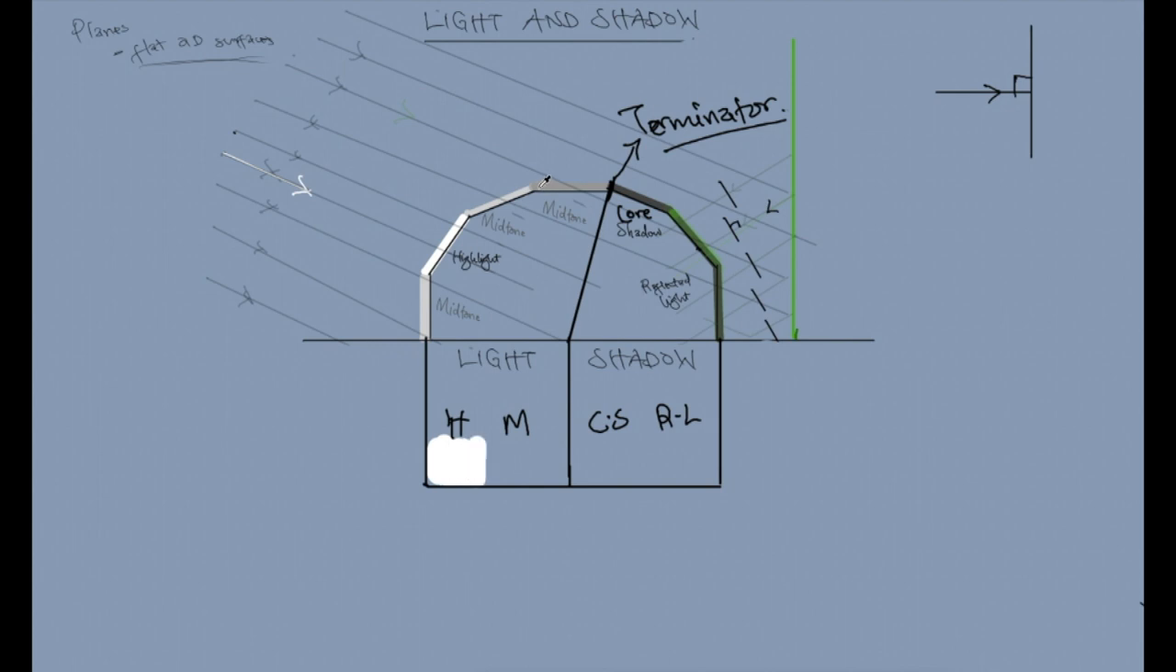Highlights. And let's use this one as a midtone. Then you have the core shadow. This is the darkest section. And the reflected light. Let's use that one as the reflected light.